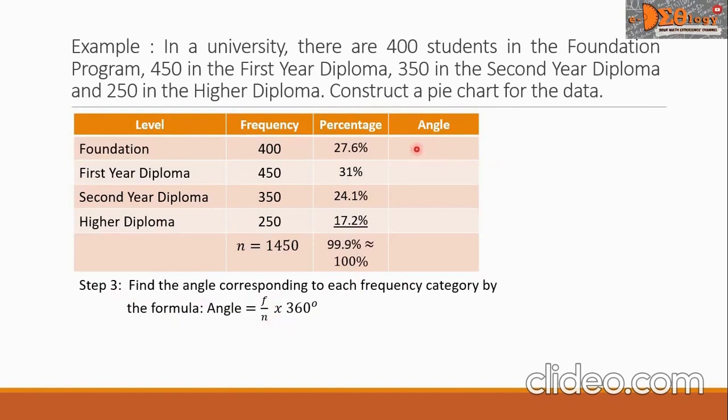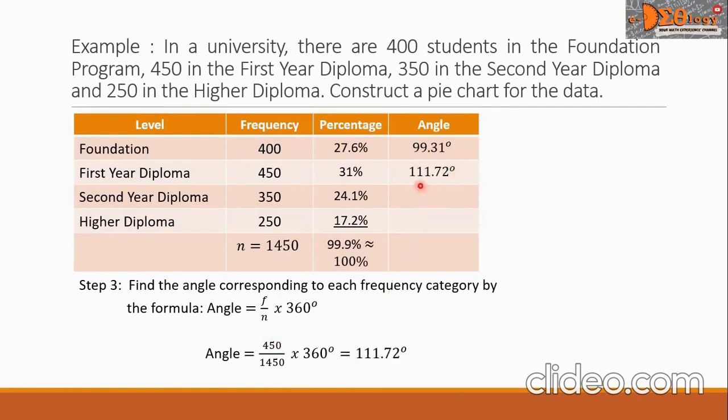Let's begin with the first blank here. Again, I'm going to use the frequency value and then divide by the N, 1450, times 360 degrees. This is equal to 99.31 degrees. This value we will copy on this blank. So we have now this 99.31 degrees. Next, for this blank, we will follow the same formula.